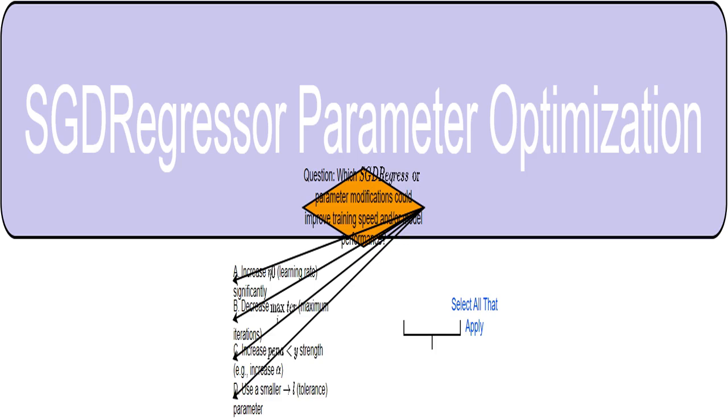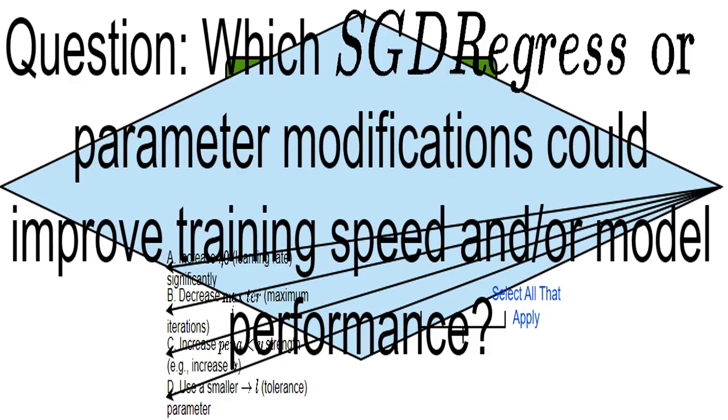This section's title tells us we're going to learn about how to adjust settings in the SGDRegressor, stochastic gradient descent regressor, algorithm, a machine learning tool used for predictions. We'll focus on parameters that influence speed and accuracy. This is the core question guiding our exploration. We're looking for parameter tweaks that speed up the model's learning process and, ideally, boost its predictive power.